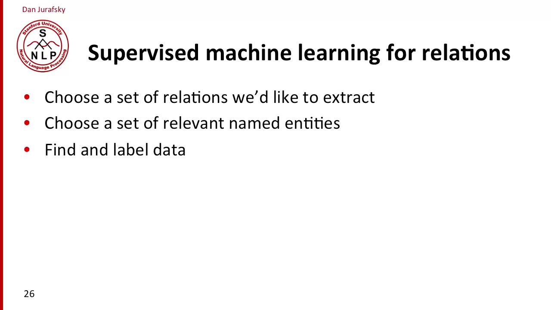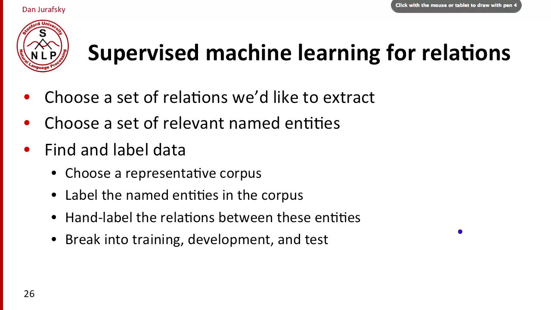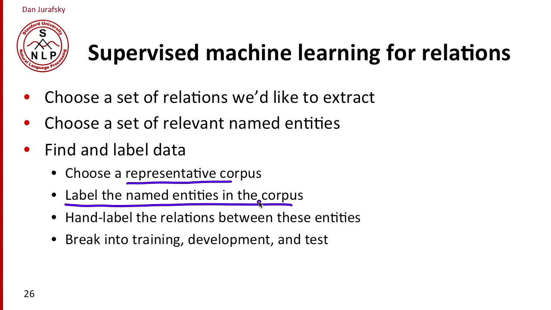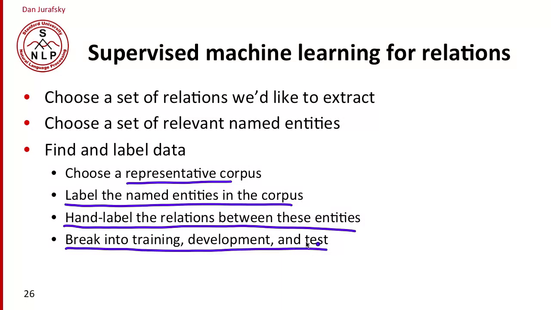And now we find some data and we label it. So we choose some representative corpus, we run our named entity tagger and label the entities, or we label them by hand if it's small. And now by hand, we label the relationship between each entity. So all the relations we're interested in, we label all of them in the corpus. And now we break our corpus into training, development, and test like we have done in the past for all of our classification tasks. And now we train our classifier on our training set, and then we test it on our development and test sets.